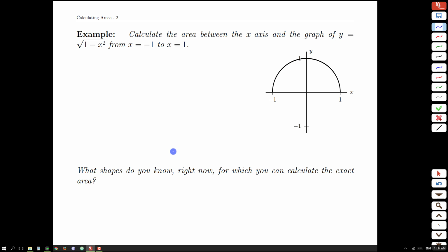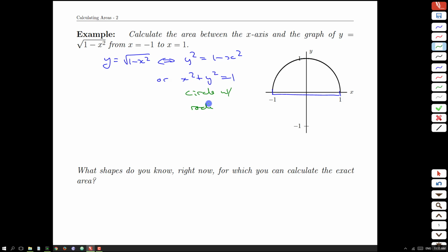What if we try to calculate the area between the x-axis and the graph of y equals the square root of 1 minus x squared, again on a specified interval, -1 to 1 in the x's? Well, that looks more complicated on the face of it until we recognize that y equals the square root of 1 minus x squared is equivalent to y squared equals 1 minus x squared, or x squared plus y squared equals 1, which is a circle. And more specifically, a circle with radius 1.